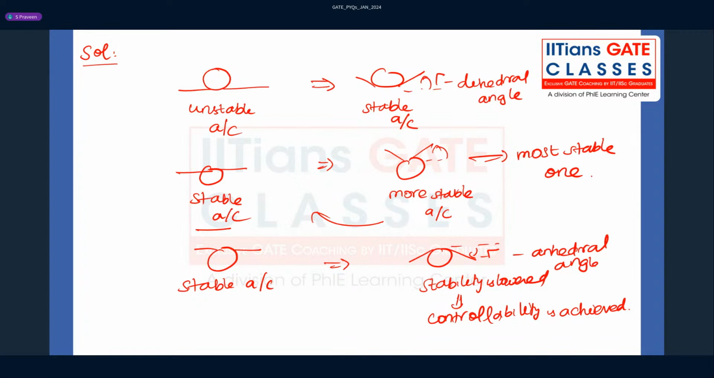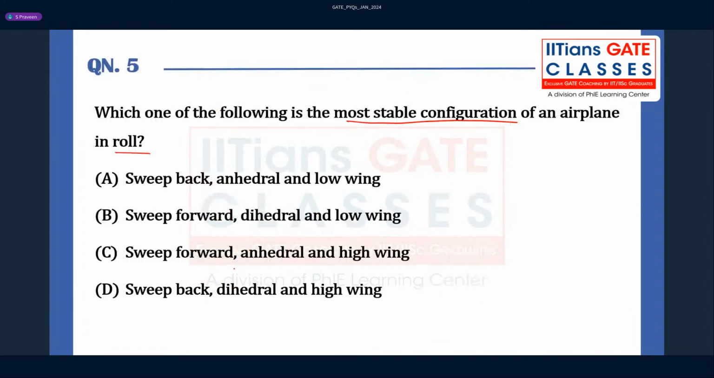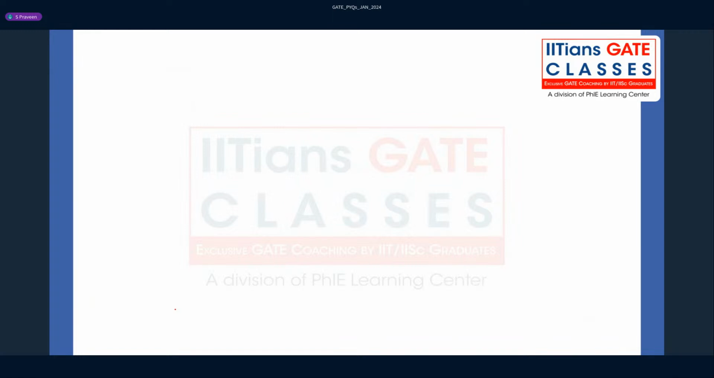Now if I go back to the options given, I can see two options with dihedral and high wing. Let's look at these two: sweep forward and sweep back. Again, from theory, just give me a second, because I just want to turn on the live session. Okay, coming back to that.